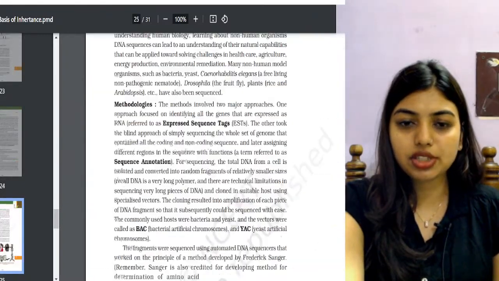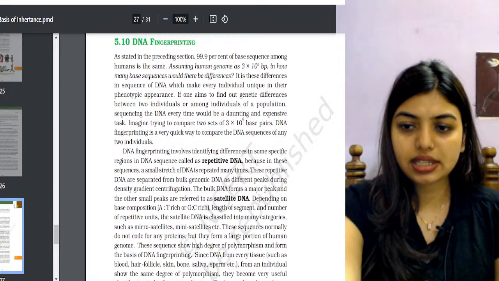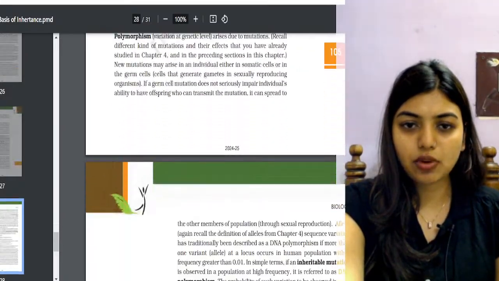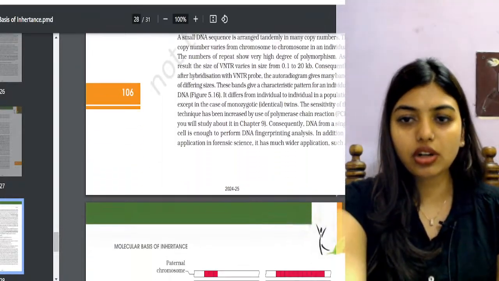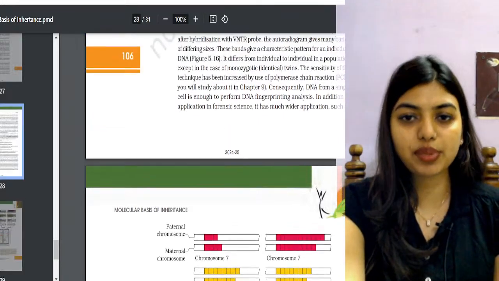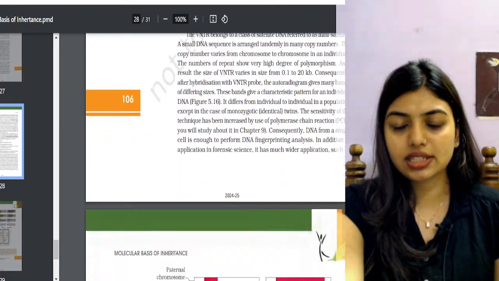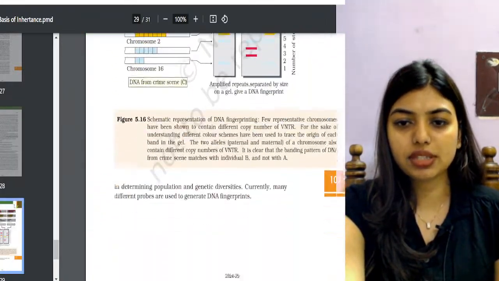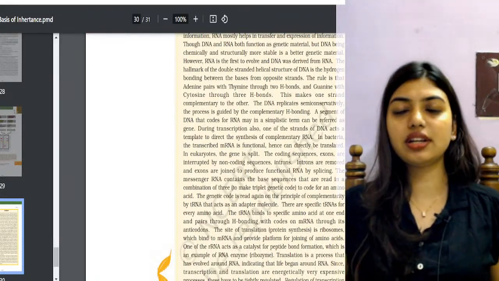Then HGP project, DNA fingerprinting, salient features, and repetitive satellites and satellite DNAs, polymorphism. Polymorphism, actually we don't tell a lot, but yeah. PCR, students, here amplification we are going to do with the help of PCR. Okay, this you'll study tomorrow, that's why I'm not focusing on it today. Yes, that's the end of your molecular basis of inheritance. Okay, summary is here. So done. Okay, done and dusted. The chapter is done.